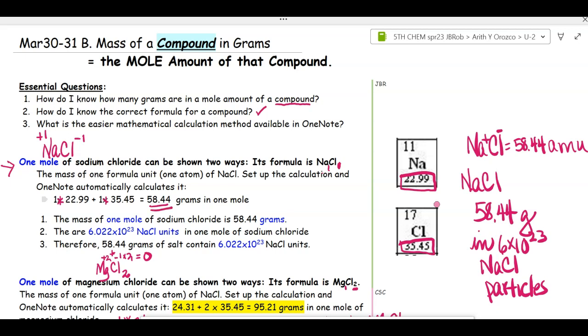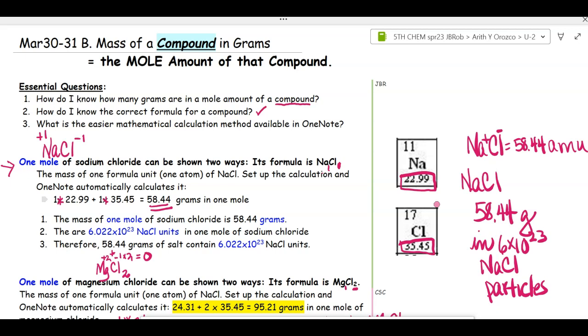And this is the number of grams. This is the number of grams in a mole. You know, all of the particles we could use in the laboratory area, or this is the number of atomic mass units that 1 particle of NaCl would mass out.